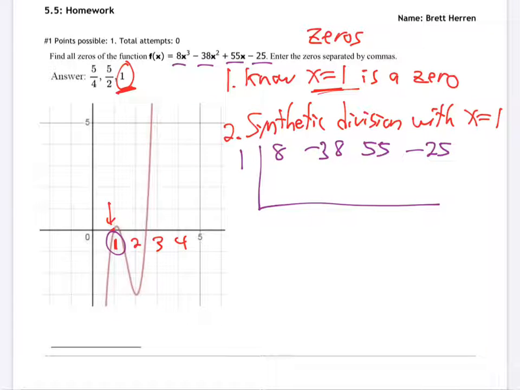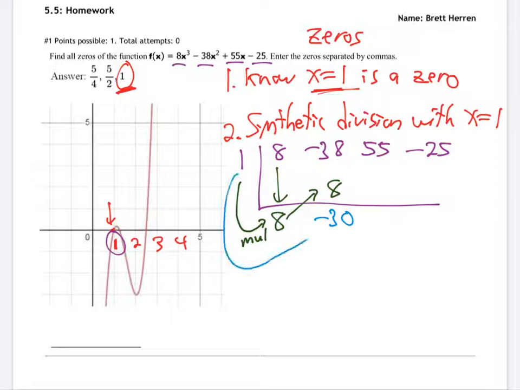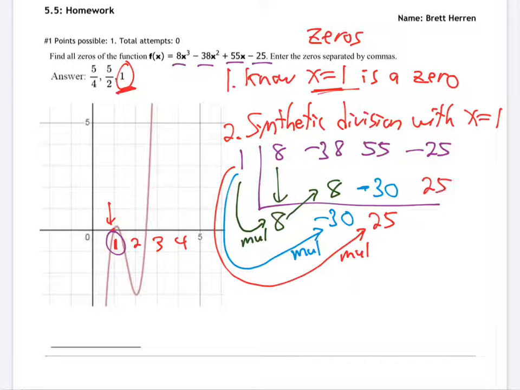Remember how that works? We bring down the 8, and then remember what we do? We multiply, and we write it right there. 1 times 8 is 8. And then we add them up. What's that going to be? Minus 30. And then we multiply. 1 times minus 30 is minus 30. And then we add them up again. That's going to be what? 25. And we multiply. 1 times 25 is 25. And that's 0. And that last column is the remainder.